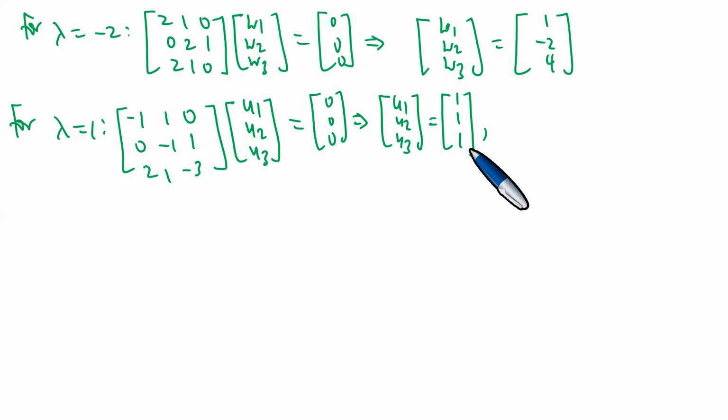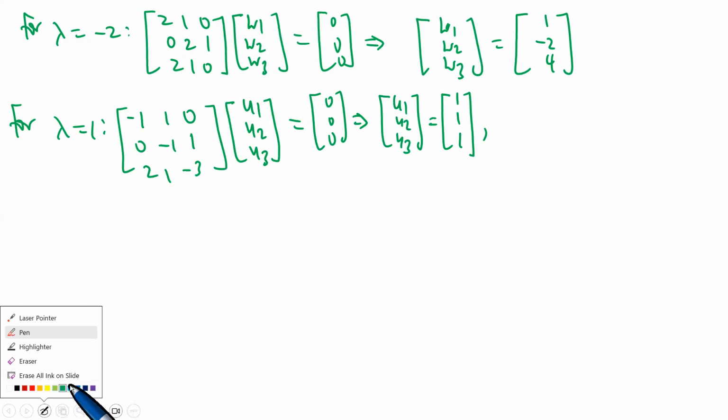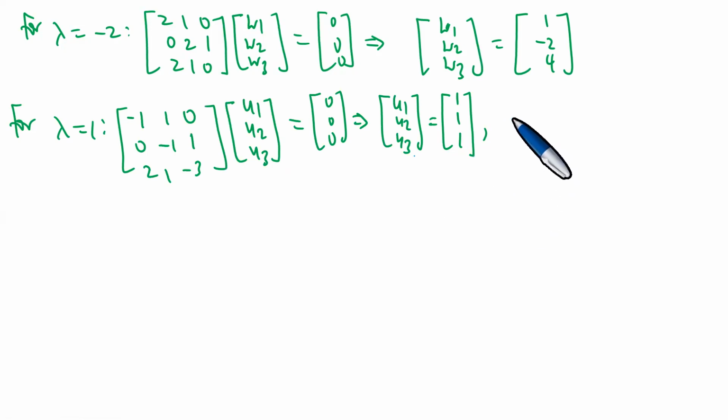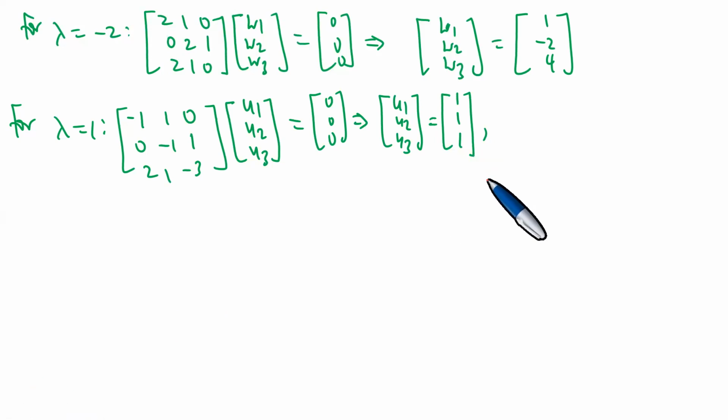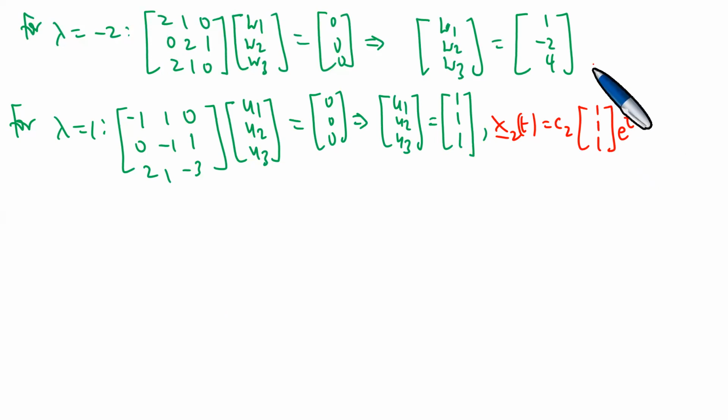Okay, and therefore this means that, can we use a different color? So it means that if I use red, just to make sure it's very different, you would have therefore the solution. I'm going to call this one x2 of t. And x2 of t is going to become C2 (1, 1, 1) e to the t.